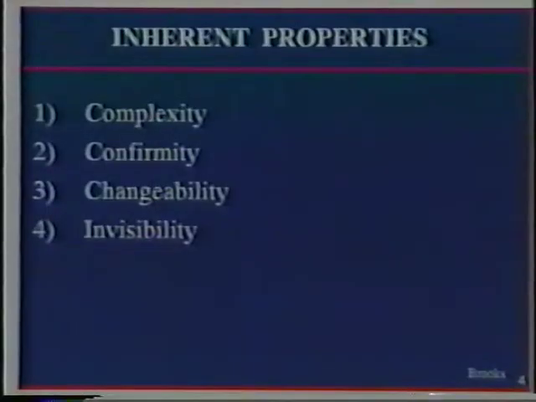Finally, software is invisible. In engineering products, we have certain geometric abstractions, and you will see several examples of geometric modelers in Module 5. However, software is invisible. There is no geometric abstraction to software. So all these inherent properties make software a very hard thing to implement.